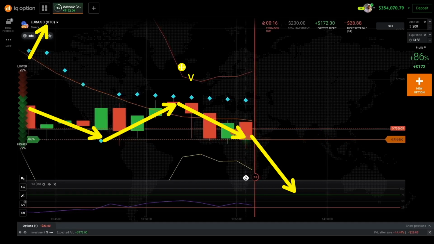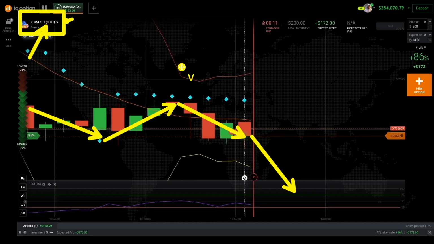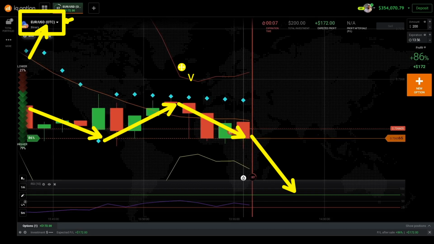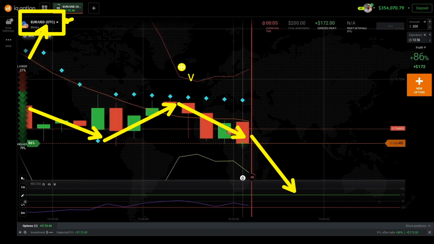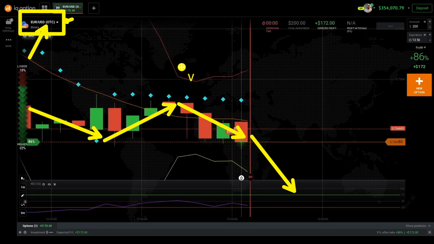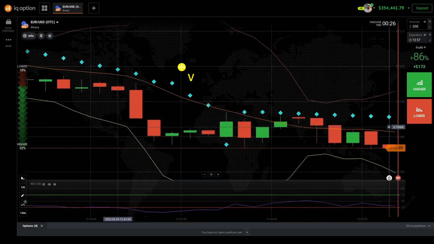Also, the strategy can work on different markets: pound USD, euro USD, also Bitcoin. You can use this strategy on Bitcoin.